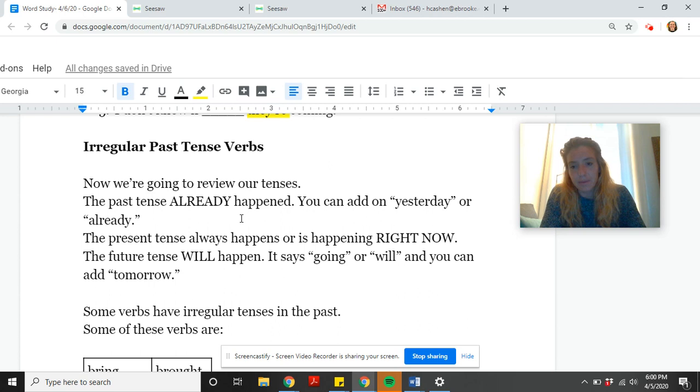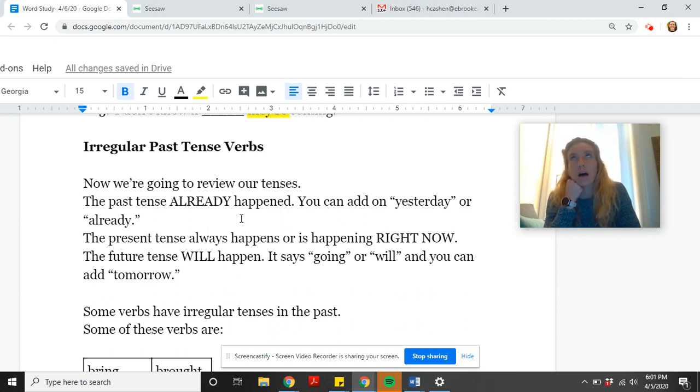Now, some words in the past tense, that's the thing that already happened, or you could add on yesterday, are irregular. Now, most verbs, you can just add ed. For example, drop becomes dropped, play becomes played, box becomes boxed. And let me think of one more. Paint becomes painted. So for most verbs, you can just add ed.